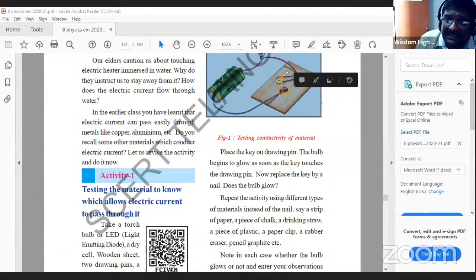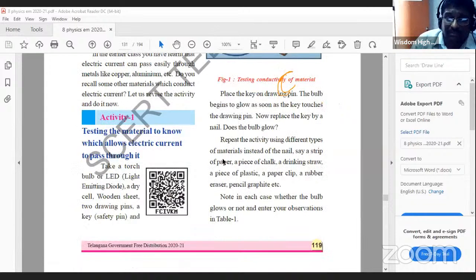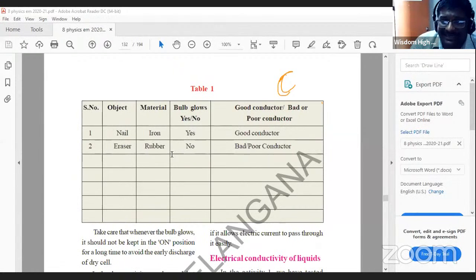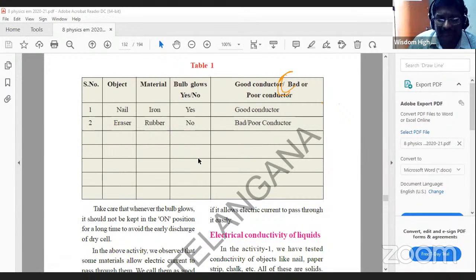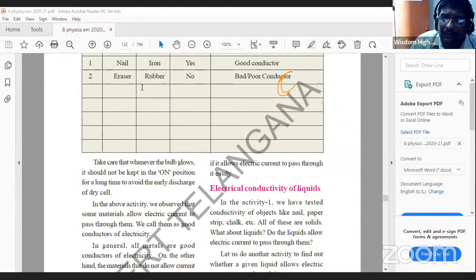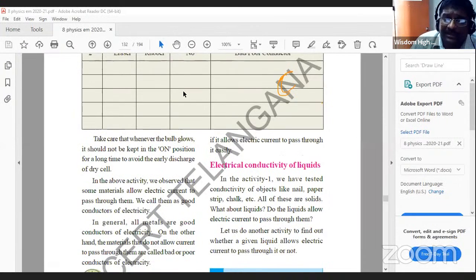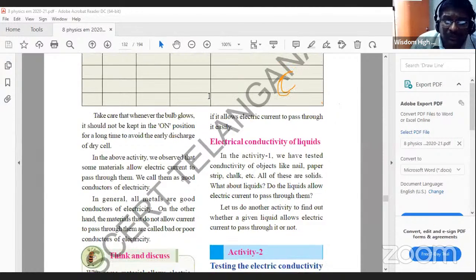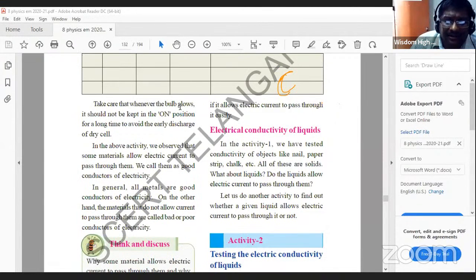When we replace the safety pin with those materials, the bulb cannot glow. At that time the circuit becomes open. So through this activity we can understand the conductors, good conductors of electric current and bad conductors of electric current. You may write these things here. When you replace the safety pin with a strip of paper, eraser, or pencil, whether the bulb glows or not, the bulb may not glow. You may write these things within the table.